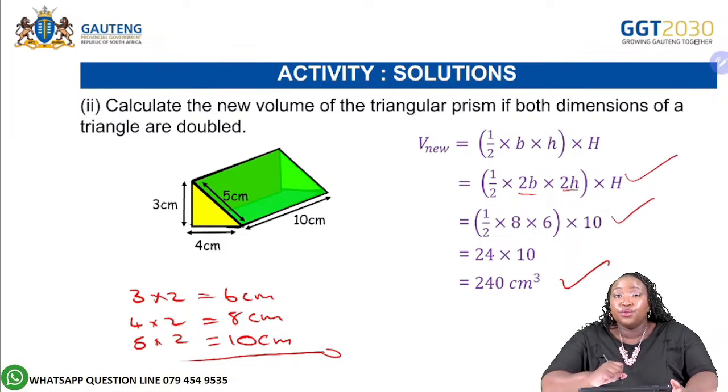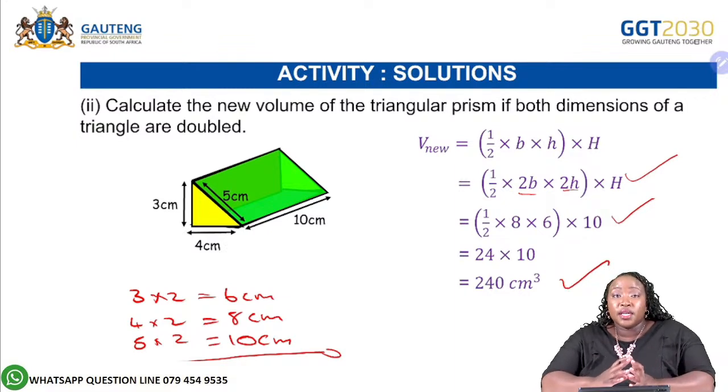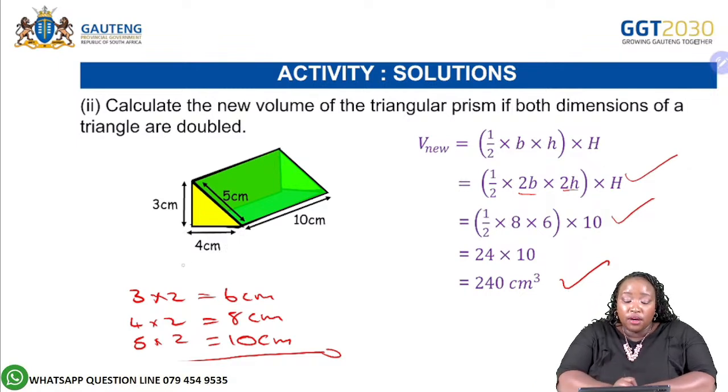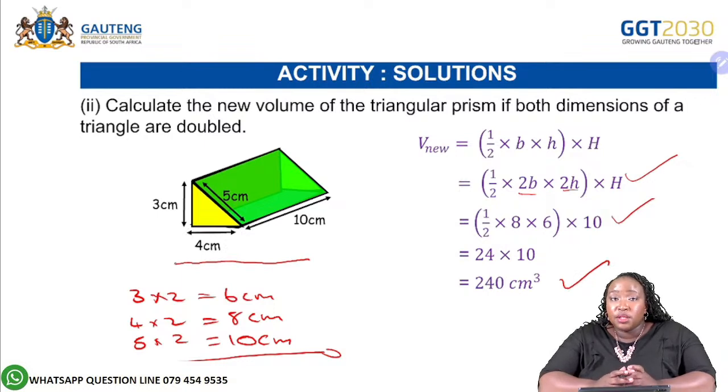I hope you got this correct. Right. Now let's talk about what this actually means. You remember we earlier had 60 centimeters cubed for the volume of this triangular prism. Right. This triangular prism was 60 centimeters cubed.